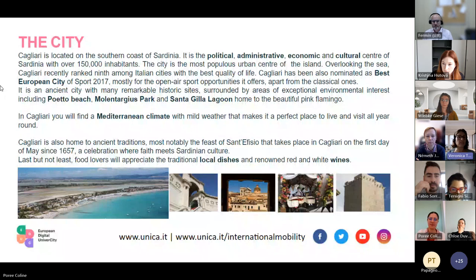Cagliari is the capital city of Sardinia. Sardinia is one of the biggest islands in the Mediterranean Sea, and Cagliari is found right to the south and on the coast. So we are only 10 minutes from a very long and beautiful beach called the Poetto. Cagliari has 150,000 inhabitants. That's why it's the most populous urban center of the island.